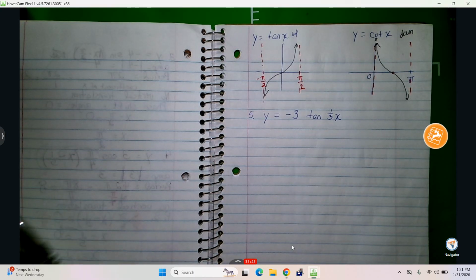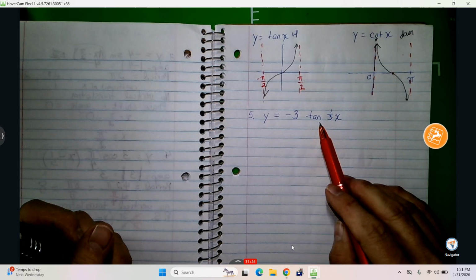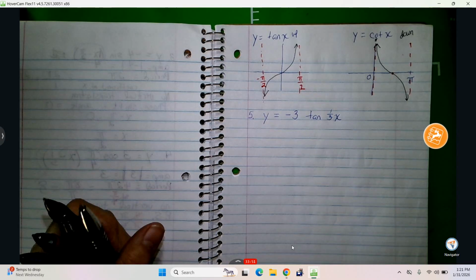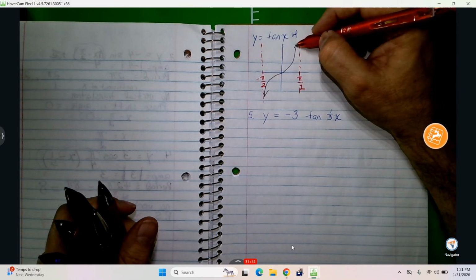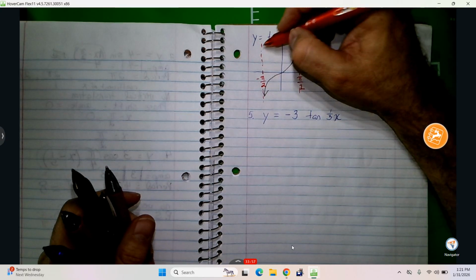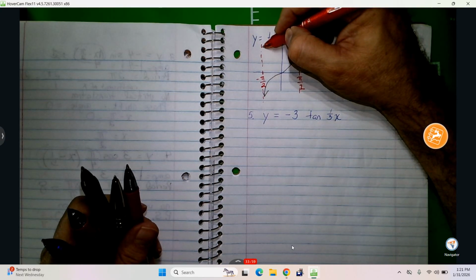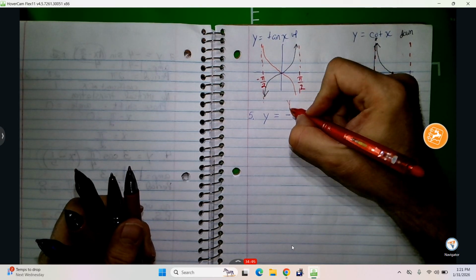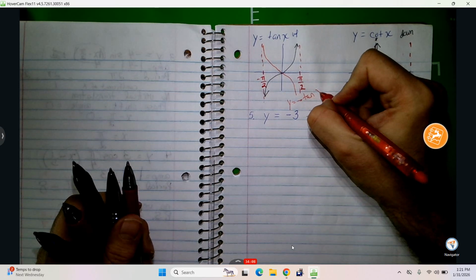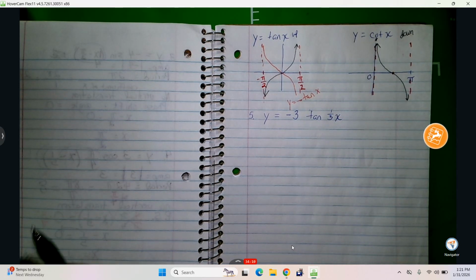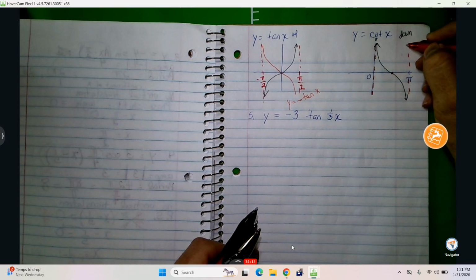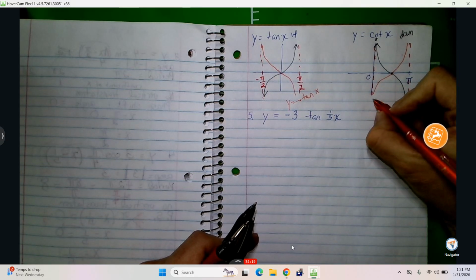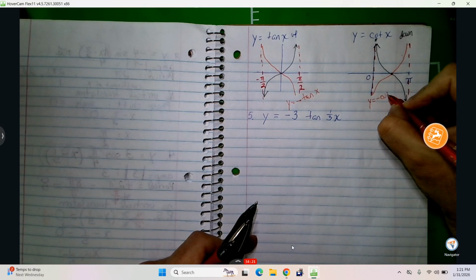Something that I've already mentioned once, but I want to mention it again. If a trig function is being multiplied by a negative, that just flips the graph across the x-axis. So this is positive tangent x. If I wanted to look at the graph of negative tangent x, it would look like that. Y equals negative tangent x. I'm deliberately using a light color here. Flipping cotangent across the x-axis would give us negative cotangent x.